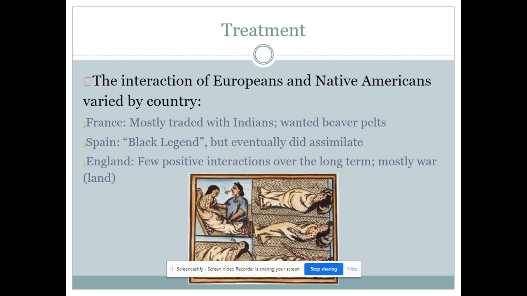In terms of variation in treatment, the French are really one of the more positive contributors in terms of contact. They view the Native Americans as allies, trade allies in particular. The French aren't truly concerned with colonization in terms of settlements and moving large portions of people. It's really more of an economic endeavor, and thus it made more sense to have an economic partnership with Native Americans, and that led to a much more positive connection.